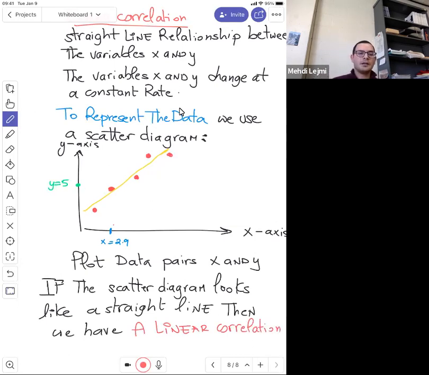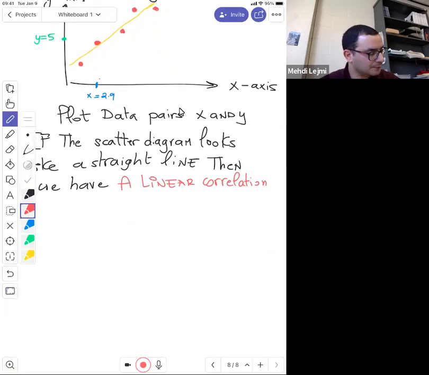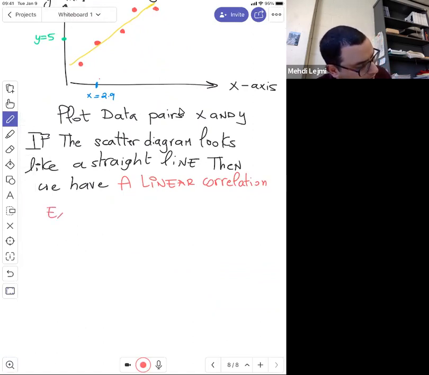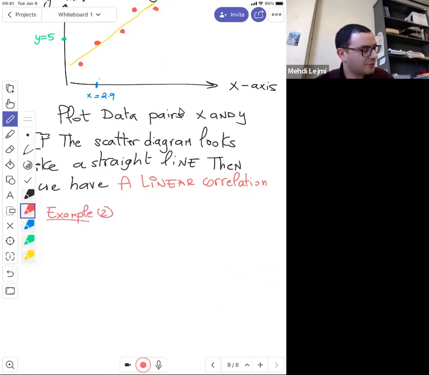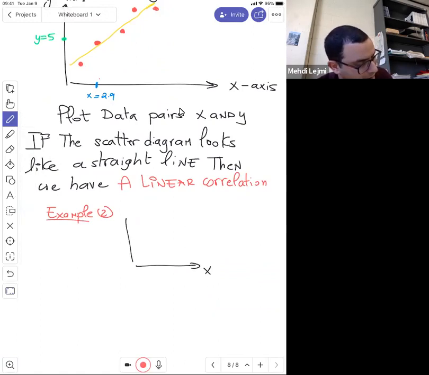Of course, in some cases, your data doesn't resemble a line. So for example, example 2. Let's say you graph your scatter diagram, and then you have your x, you have your y-axis, etc., and then you plot all the data pairs, and you get something like this. You don't join the points. So you take your points, for example, let's say you have all these points here.